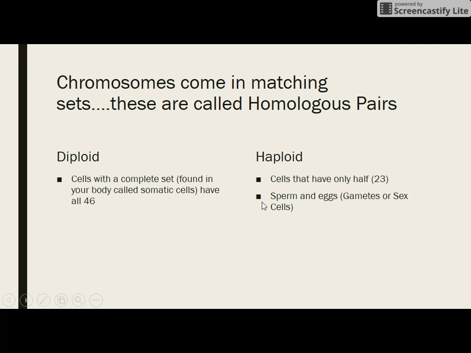If we look over here at haploid, we hear the word half. You can think of the word half whenever you see the HA, and those are for cells that have only half the number of chromosomes. The only examples of cells that have half the number of chromosomes are the reproductive cells for that organism, which would be sperm and eggs. Sperm and eggs also are called gametes. Sometimes are called sex cells, reproductive cells, or even I've heard germ cells used.